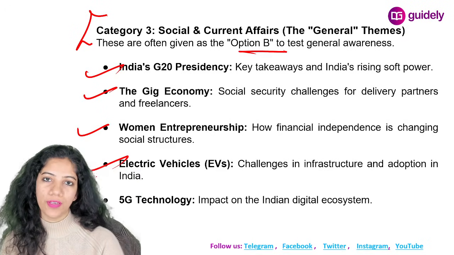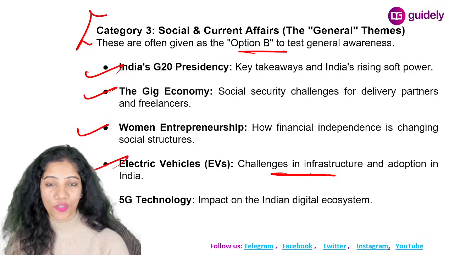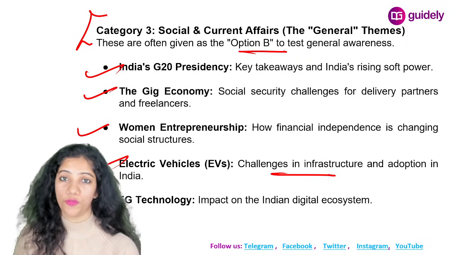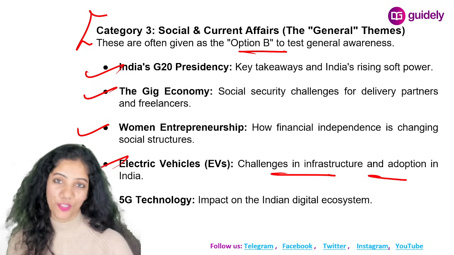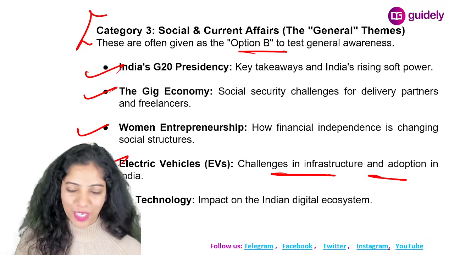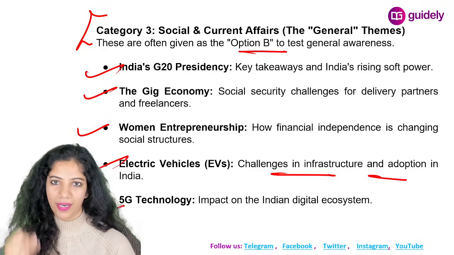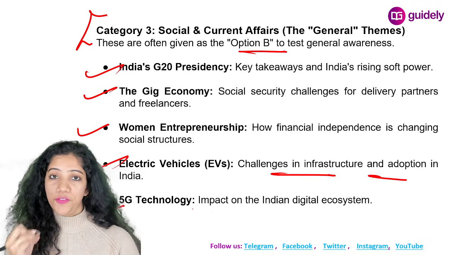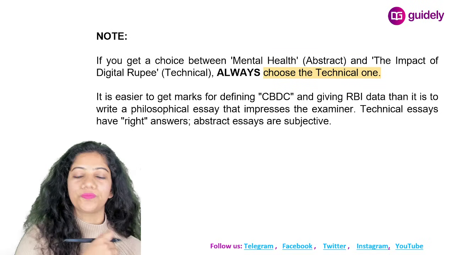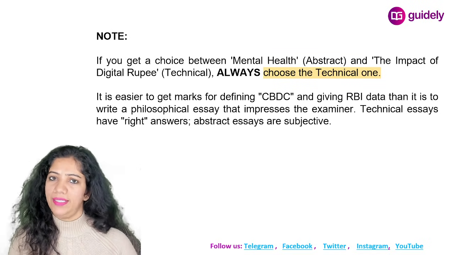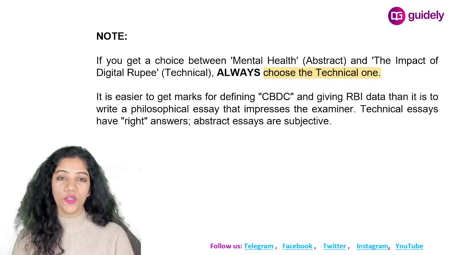Electric vehicles, EVs, you can hear about it everywhere, right? Challenges in infrastructure, we are unable to provide the proper infrastructure for EVs, and also adoption in India, where people are so happy with their diesel and CNG vehicles. CNG is okay, but diesel and petrol, like how they are impacting our environment. 5G technology impact on the Indian digital ecosystem. Remember, these three categories I have talked about are the major categories, and most of the times we get topics from these.